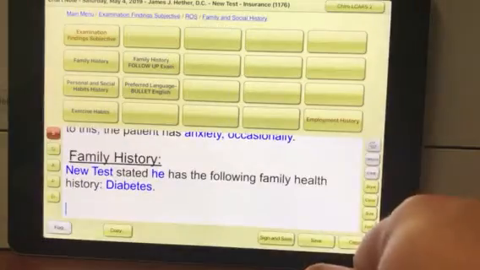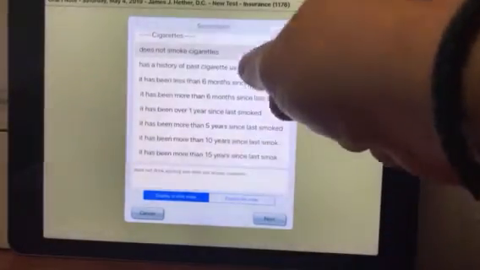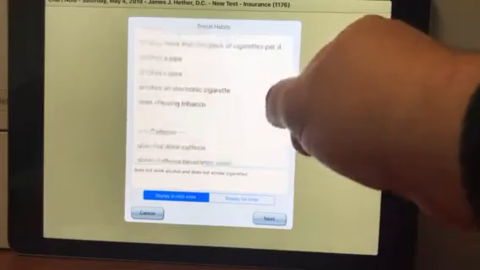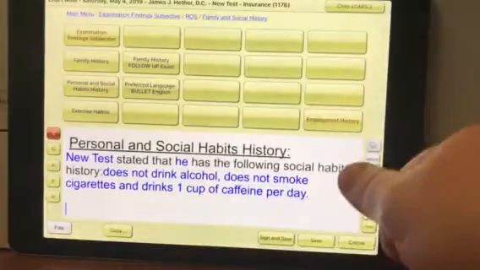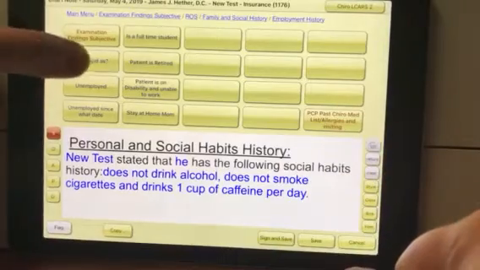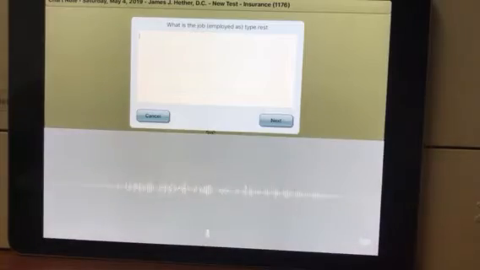And from there, we can say that under personal social, that the person does not drink any alcohol, they do not smoke cigarettes, and they do a cup of coffee a day. Under their employment history, we can say that the person is employed as a police officer.